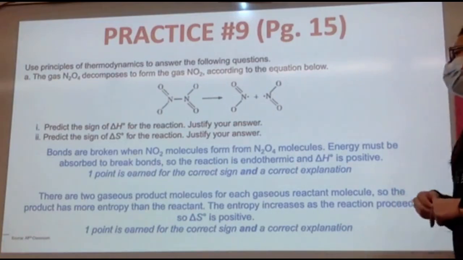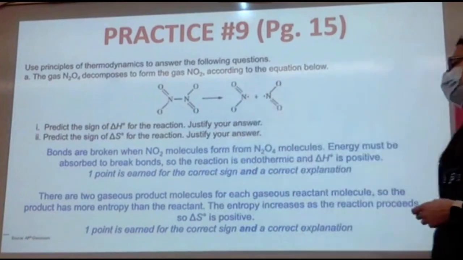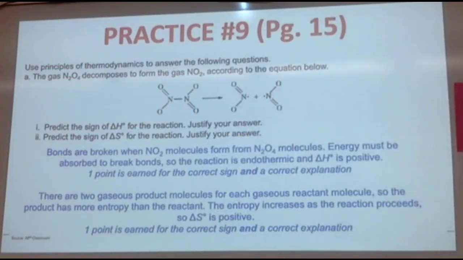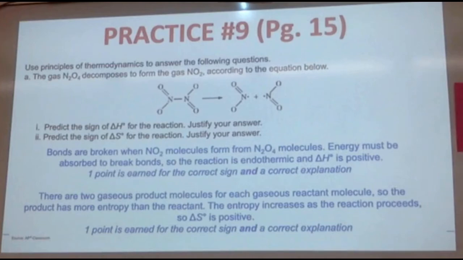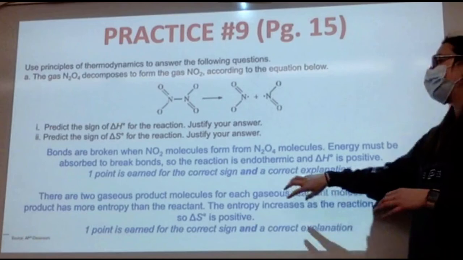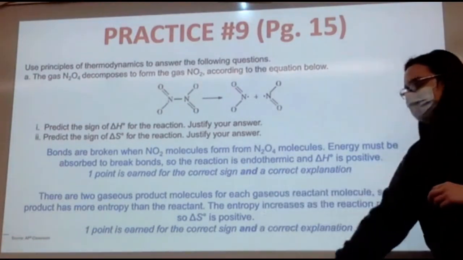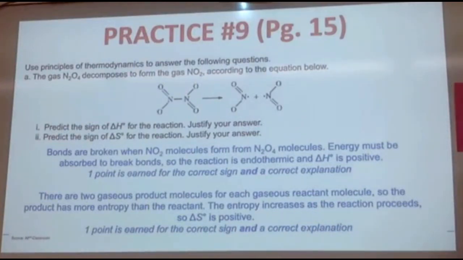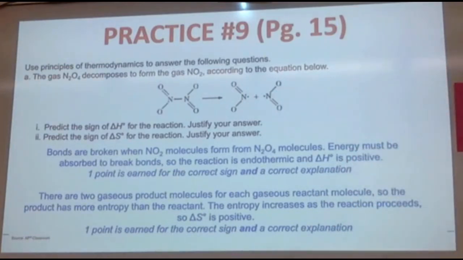And then predict the sign of delta S and justify your answer. We are going from 1 mole of gas to 2 moles of gases. Since we are creating more gas, that means we're creating more entropy, and so delta S is positive. Again, that was 1 point for the correct sign and correct explanation. Remember to tie entropy to states of matter. They want you to tie it to states of matter now and not just say more disorder. If you think about disorder in your head, that's fine, but when you're justifying, relate it to states of matter.